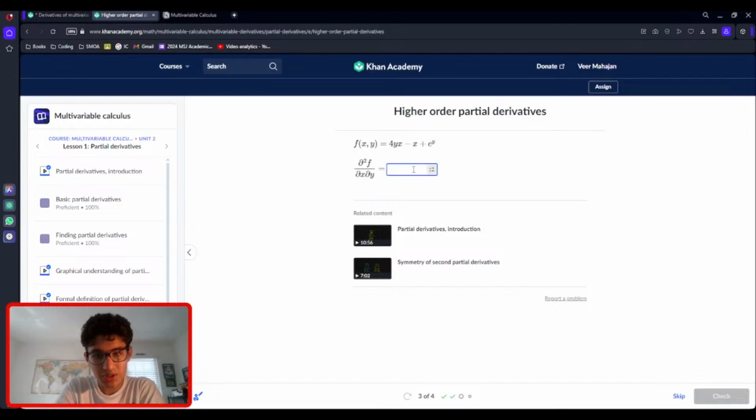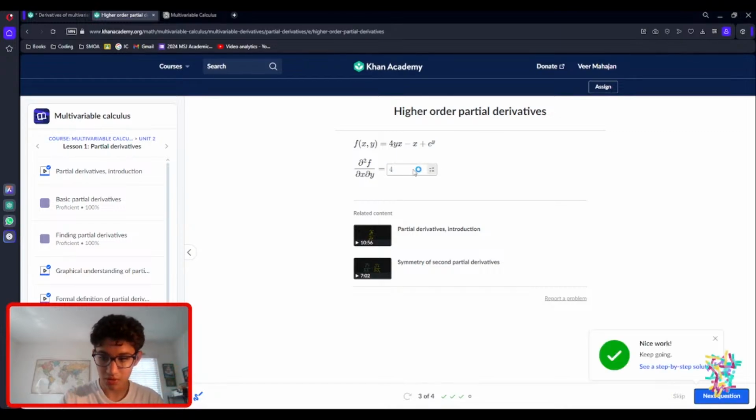Okay, this is basically you take the partial with respect to x, then with y, partial x, partial y, right? And so if you do it with y first, I think that might be easier. You'll get 4x plus e to the y. And then if you do it with x, the e to the y goes away. You get 4x, which means it's just 4.